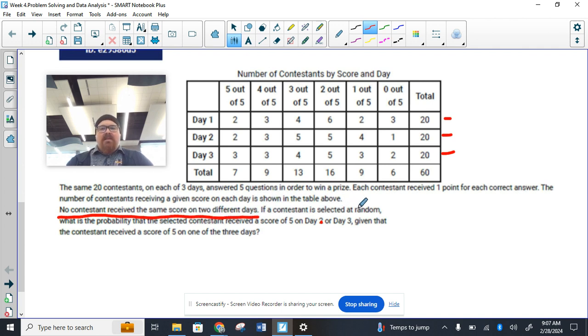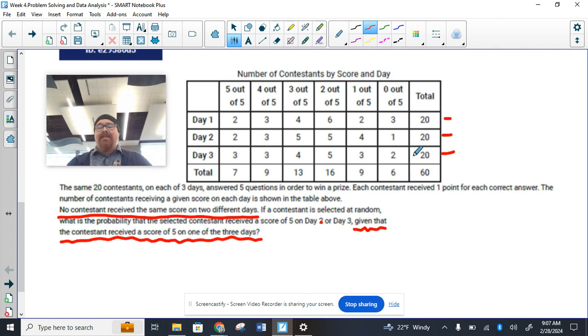If a contestant is selected at random, what is the probability that the selected contestant received the score of 5 on day 2 or day 3, given that the contestant received a score of 5 on one of the 3 days? So think of all the conditions that are happening here, right? So let's start with the last statement. Given that the contestant received a score of 5 on one of 3 days.